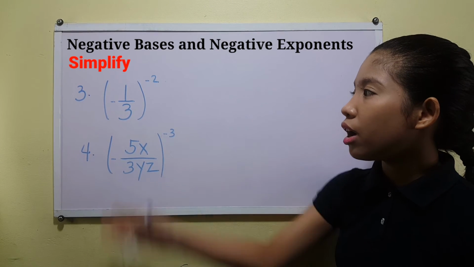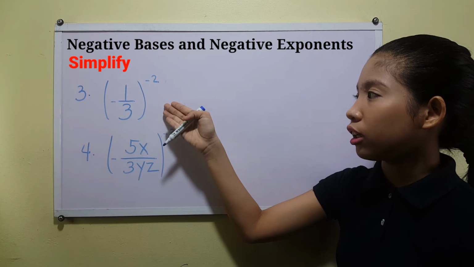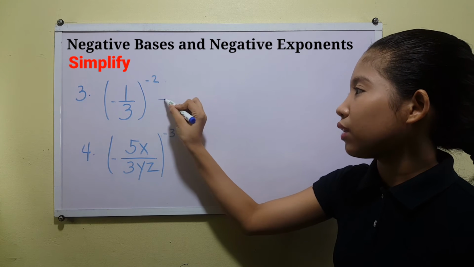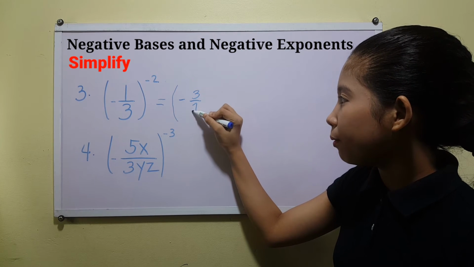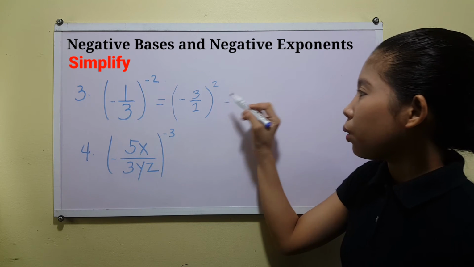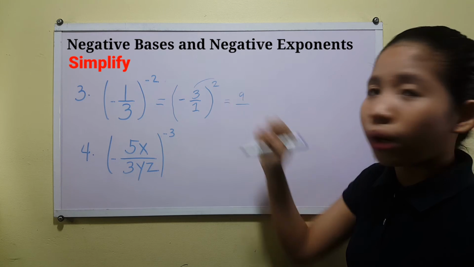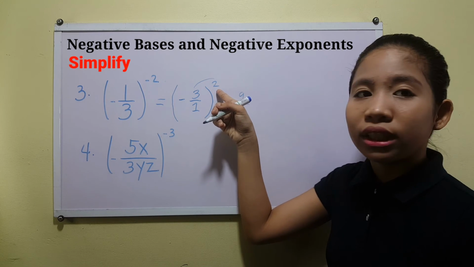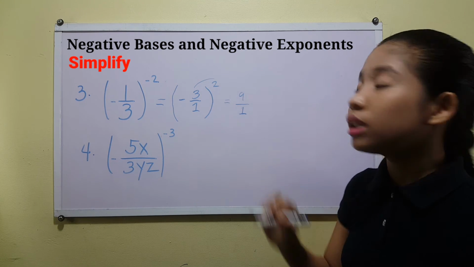For our next example, we have quantity negative 1/3 to the power of negative 2. As you can see, both the negative sign and the base are enclosed in a parenthesis. So both the negative and the base are to the power of negative 2. So let us find the reciprocal. We have quantity negative 3 over 1 to the power of 2. Let us now distribute. We have 3 squared, and 3 squared is 9. And 1 squared is 1. Our answer is positive because our exponent is a positive even number and our base is a negative. So 9 over 1 is equal to 9.